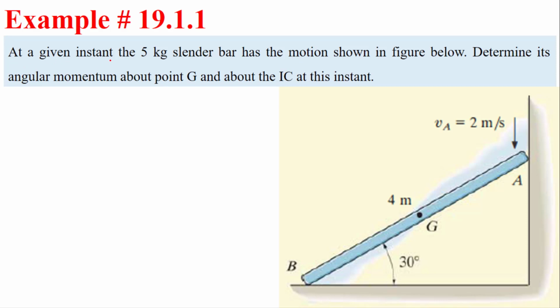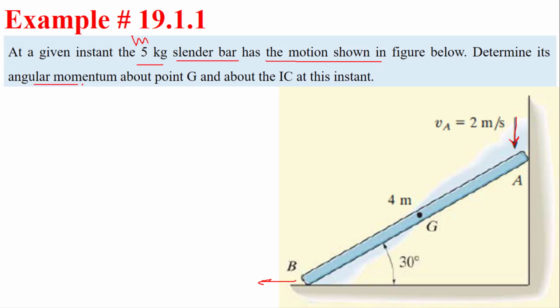At a given instant, the 5 kilogram cylinder bar, so this is the mass of this bar, has the motion shown in the figure below. So هذا الإند بتحرك للأسفل، as a result هذا الإند راح يتحرك بهذا الاتجاه, confined to move in this direction. بالتالي الرود or cylinder as a result بيعمل translation بيعمل rotation at the same time. Okay, so this is general motion.